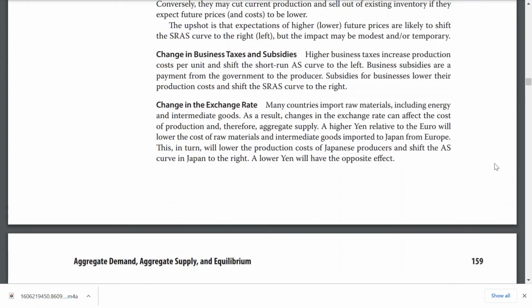Changes in exchange rate. Many countries import raw materials, including energy and intermediate goods. As a result, changes in the exchange rate can affect the cost of production and therefore aggregate supply. A higher yen relative to the euro will lower the cost of raw materials and intermediate goods imported to Japan from Europe. This in turn will lower the production cost of Japanese producers and shift the AS curve in Japan to the right. A lower yen will have the opposite effect.